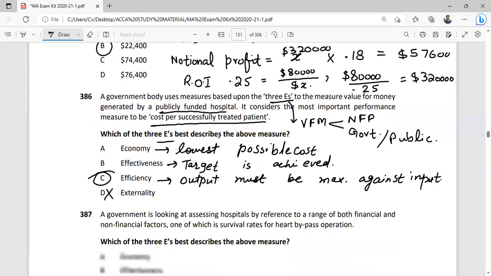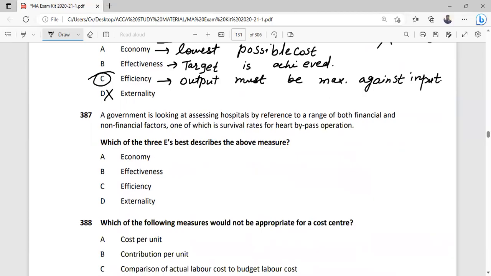Okay. The next one is, a government is looking at assisting hospitals by reference to a range of both financial and non-financial factors. Range of financial and non-financial factors means what? Government wants to provide budget, government wants to provide appropriate resources, and the responsibility of the government is to provide quality services or quality health services as well.